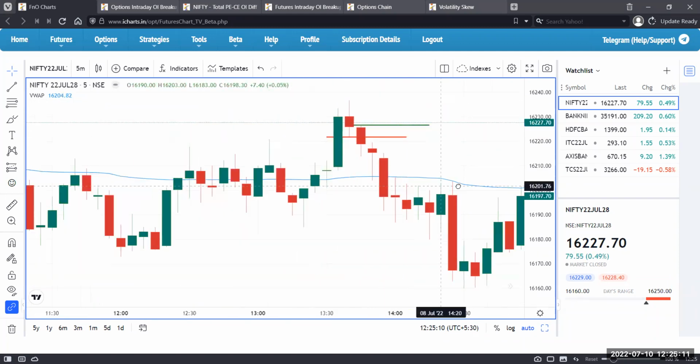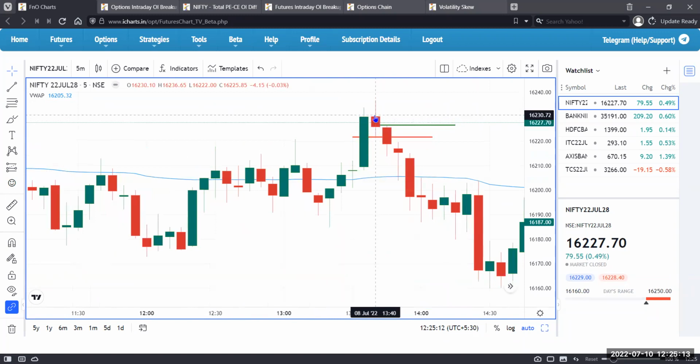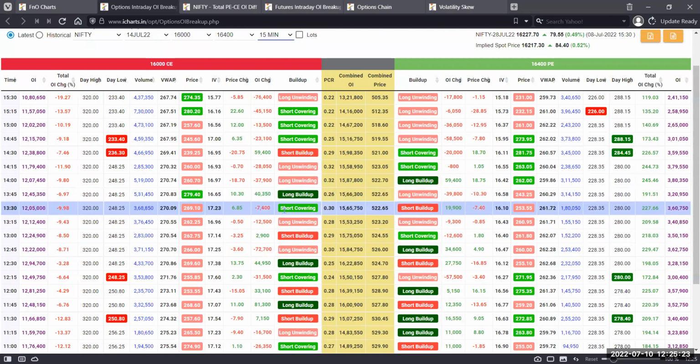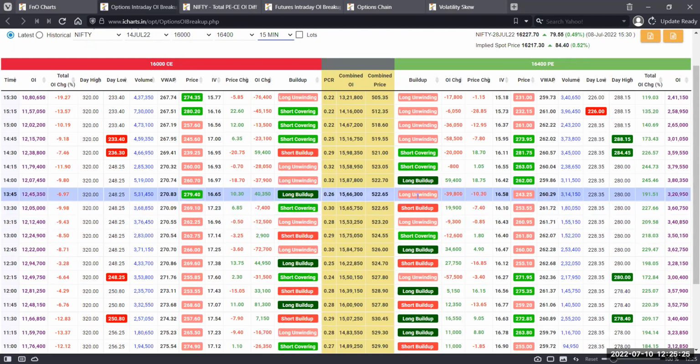Actually, what had happened is it gave a bearish signal here and it gave a bullish signal here. And this got broken here. So this signal got triggered, but this bullish signal has not got triggered. Over here, 1345, if you don't look at these, look at the buildup.